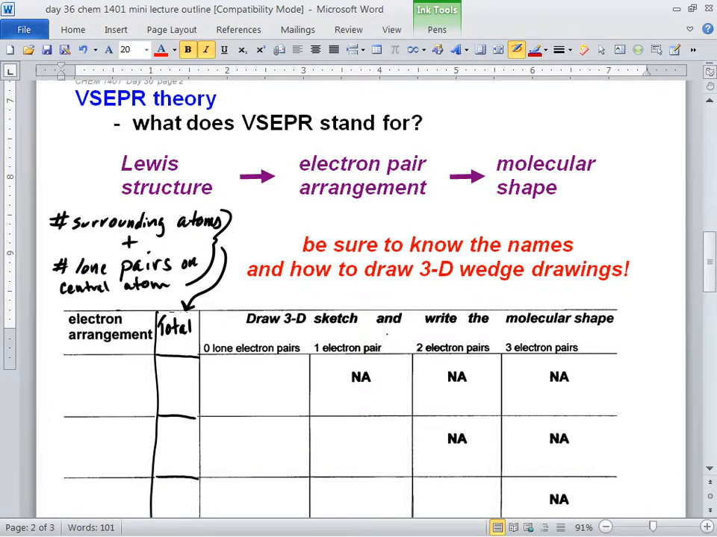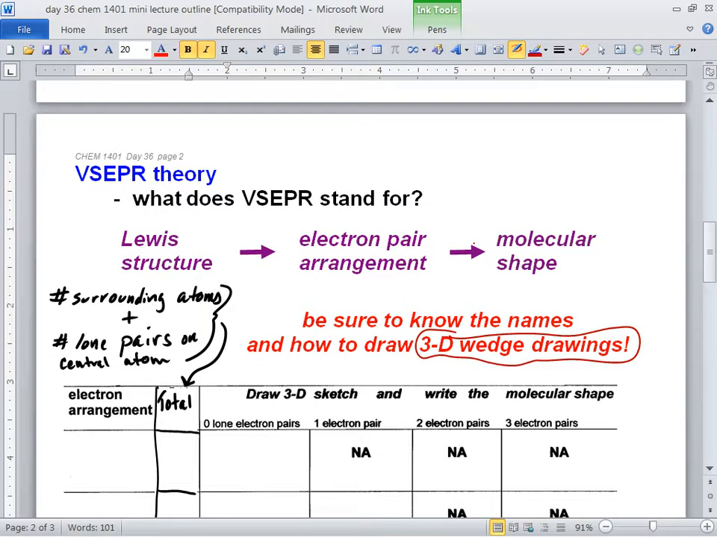Paul told us what VSEPR stood for, valence shell electron pair repulsion. So we're going to start with the Lewis structure, get the electron pair arrangement, and then draw the molecular shape. Now to do this, and to report our answers, it's pretty hard to draw those images that I was giving you. The book and us, on quizzes and exams coming up, we're going to use wedge drawings. So what's a wedge drawing?